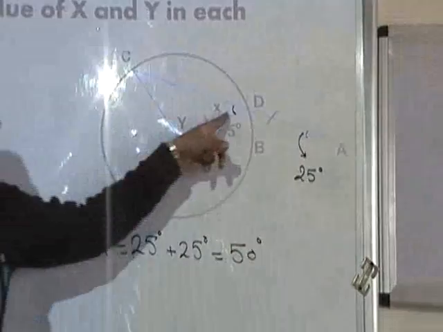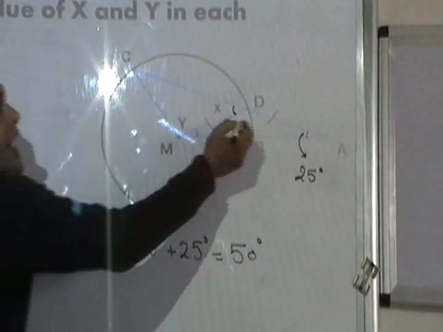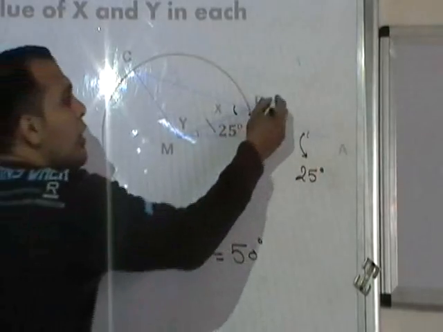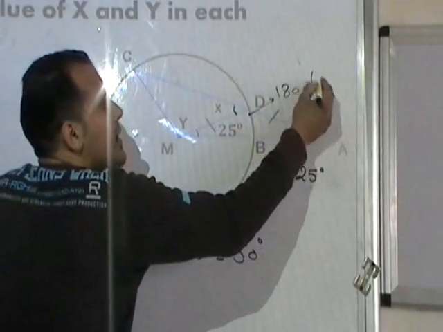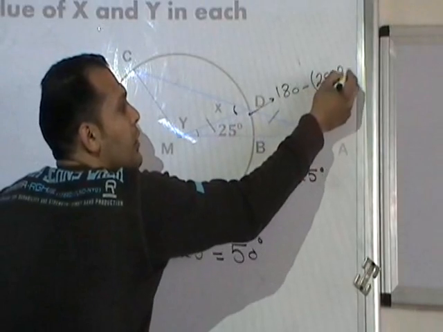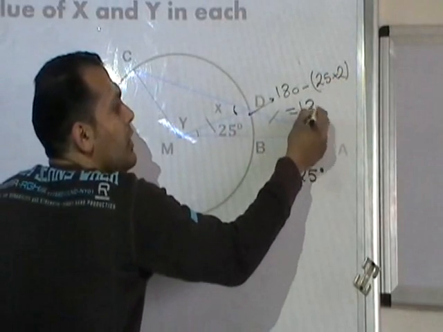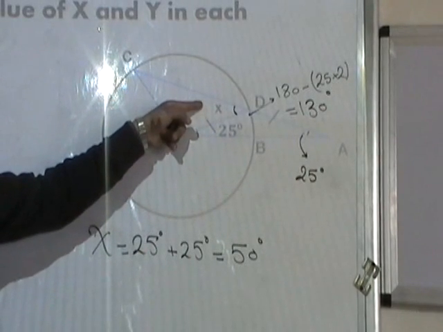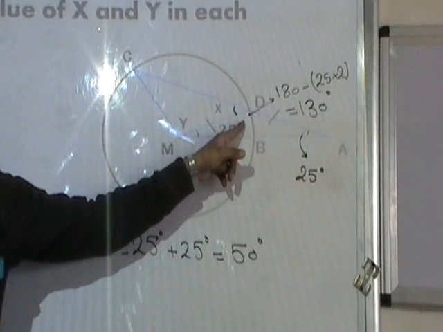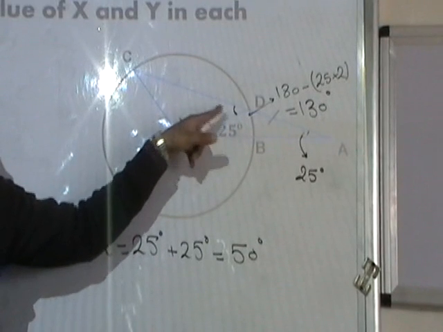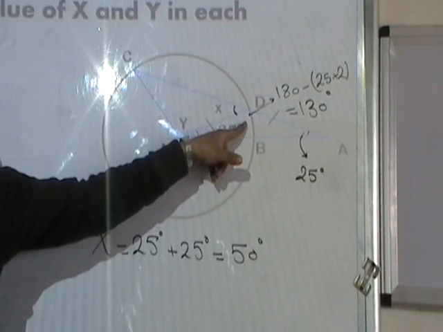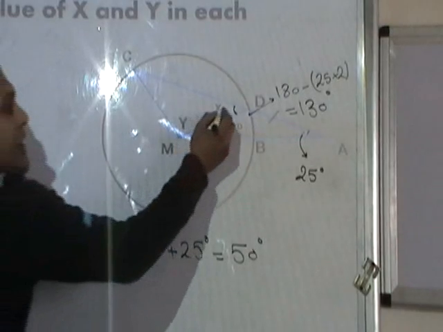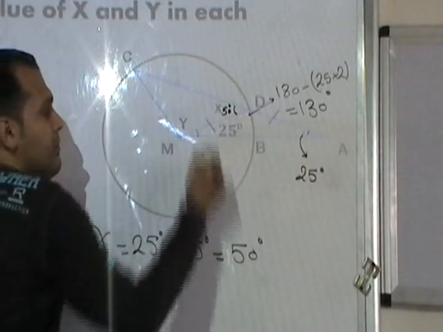You can get the value of x by another way. You can get the value of the measure of angle MDA. It's equal to 180 minus 25 times 2, and this will be 130 degrees. And you can see that x is a supplementary angle for this angle. So the measure of angle x will be 180 minus 130, and this will lead you to get 50 degrees as we said. So I have this angle as 50 degrees.